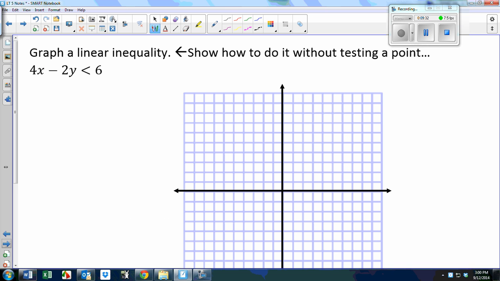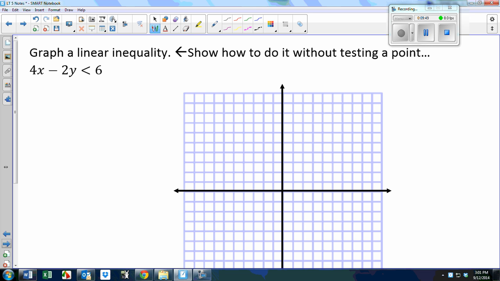All right, now the final problem. This really should be taught the day after, but since I'm recording this video, I'll go ahead and do the shortcut version as well. I want to show how to graph this without testing a point, because there is a little shortcut.